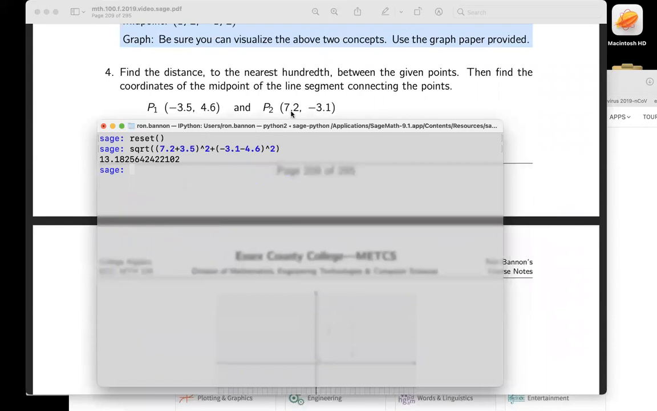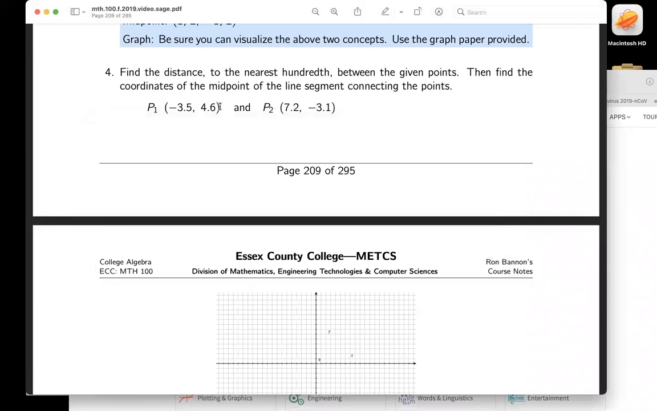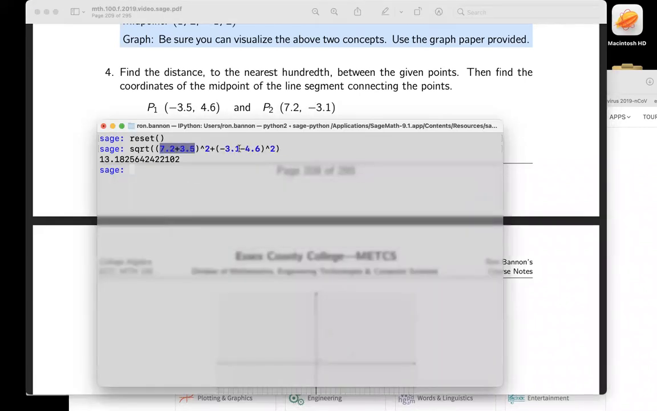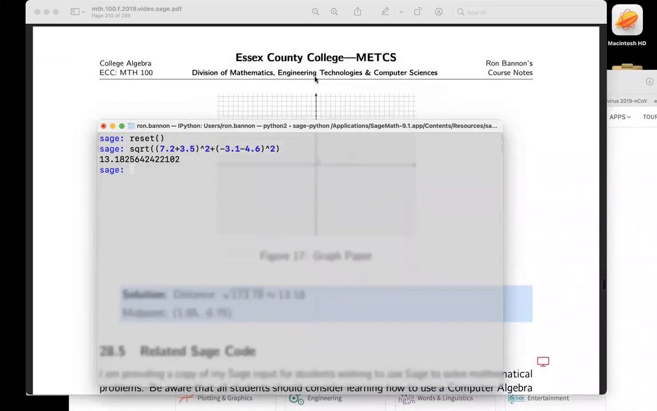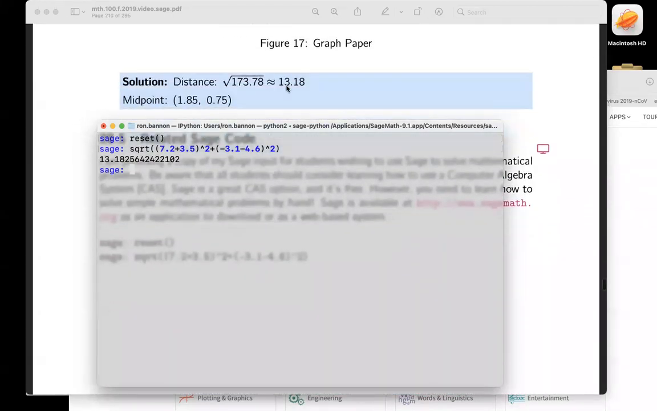What I do is, the change in x is 7.2 minus minus 3.5. That's right here. This is the Pythagorean theorem, square it. And there's going to be minus 3.1. Sorry about that. It's going to be minus 3.1 minus 4.6, quantity squared. It's the Pythagorean theorem, a distance formula: x2 minus x1 quantity squared, plus y2 minus y1 quantity squared. Then we take the square root of that to get the distance. Do we get the answer they say we should get? Well, they said the answer, rounded to the nearest hundredth, is 13.18. Certainly, they rounded it properly.